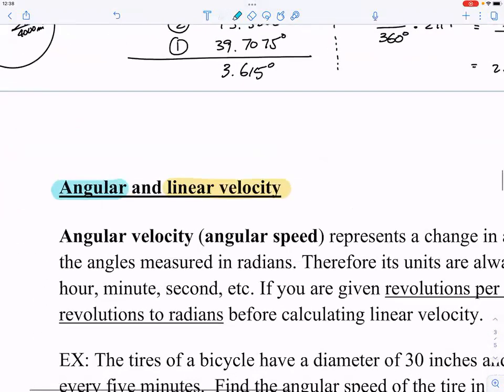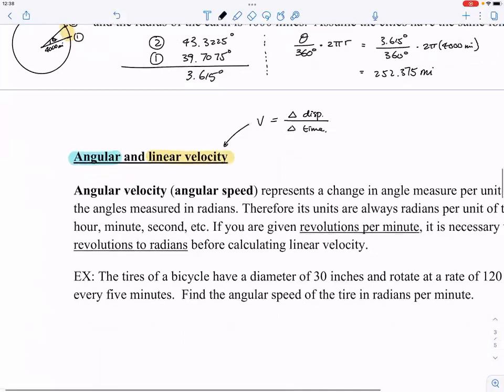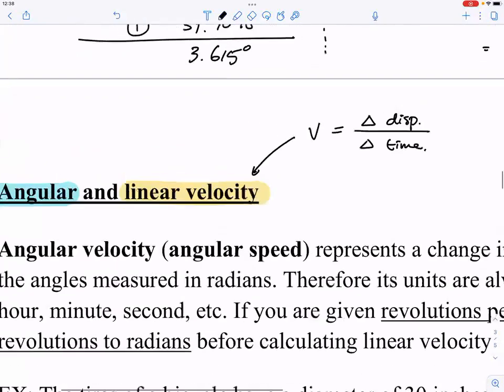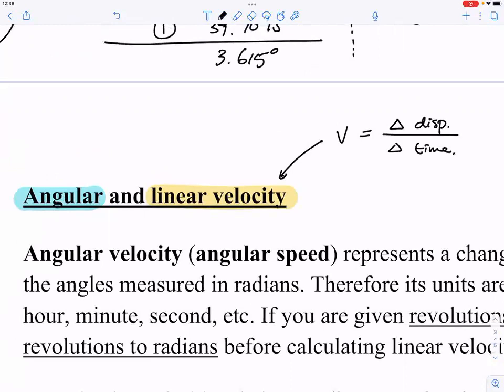Now, when we say linear velocity, it is just the regular v, which is the change of displacement over the change of time. Very simple. If you are taking physics, you should know this by now. If you did not take physics yet, it's basically distance over time, but we use a very specific term. We use the word displacement to indicate the shortest distance between the starting point and the end point.